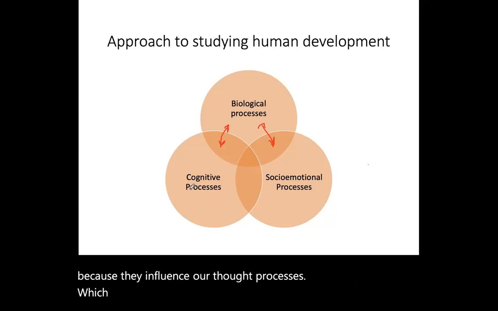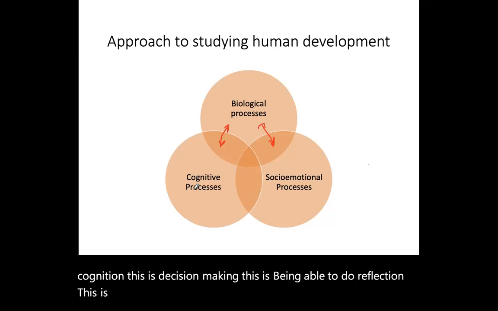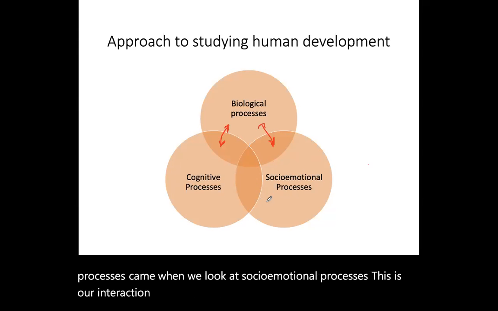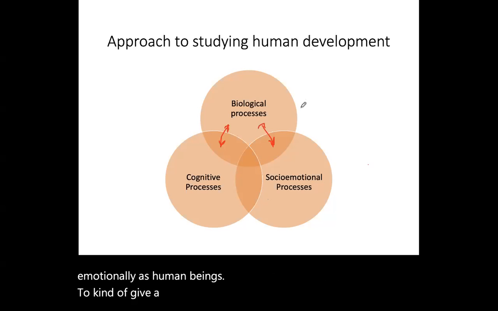To preface why these biological changes are important, they influence our thought processes, which is cognitive development. When we think of cognition, this is decision-making, this is being able to do reflection, this is attention, this is intelligence, all of those thought processes, okay? When we look at socio-emotional processes, this is our interaction between our world and us and how we develop emotionally as human beings, okay?